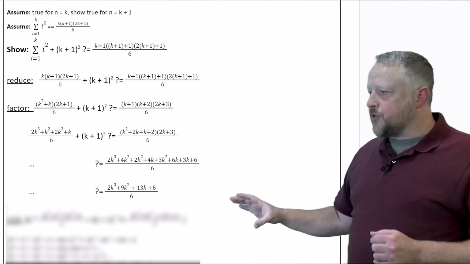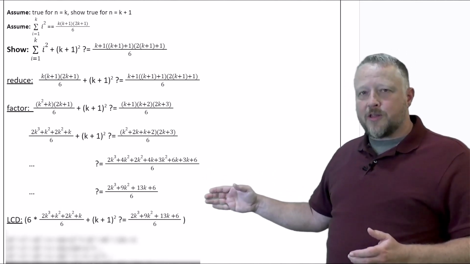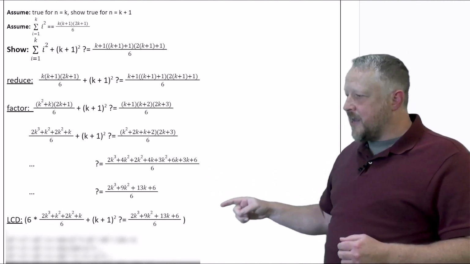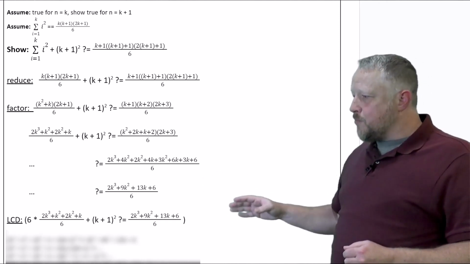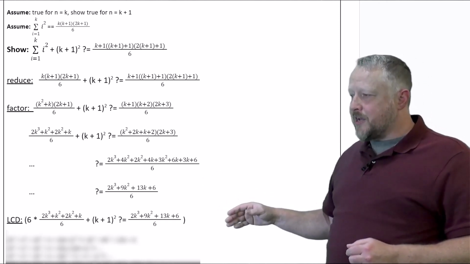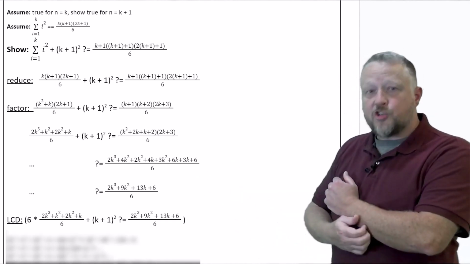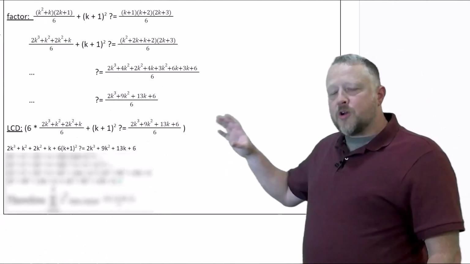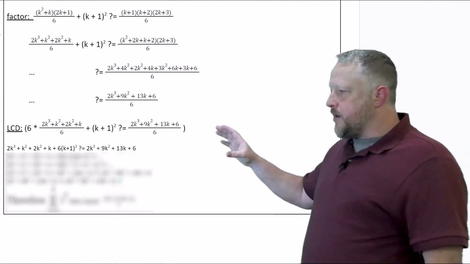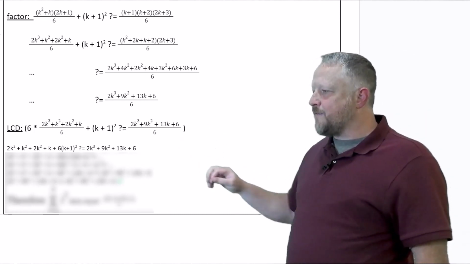The last part that you're going to see is getting our lowest common denominator, because I can't go any lower than this. I still have that k plus 1 squared. That's still being a pain. So I need to multiply everything by 6 in order to have that k plus 1 share in everybody else's love, as I'll call it. So we're using our lowest common denominator here, and when I multiplied everything by 6, this is my first line that I get for everything.